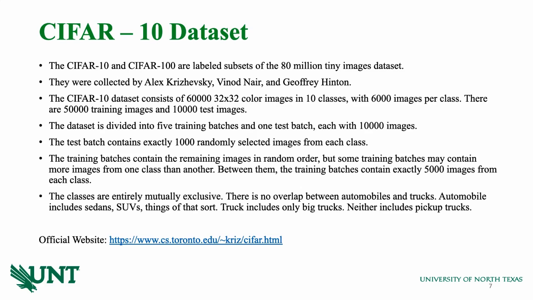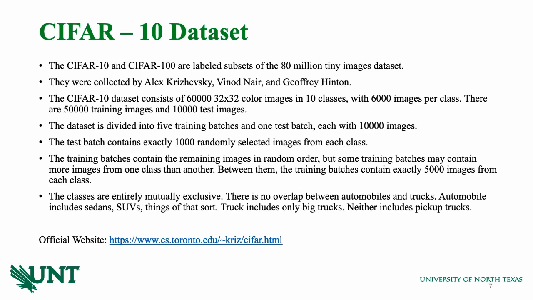So it is the CIFAR-10 dataset, and there is also CIFAR-100, which has 100 classes. They are subsets of the 80 million tiny images dataset, collected by Alex, Vinod, and Geoffrey. In whole, this dataset has 60,000 images of 32 by 32 within 10 classes, and 6,000 images per class, which is evenly balanced.